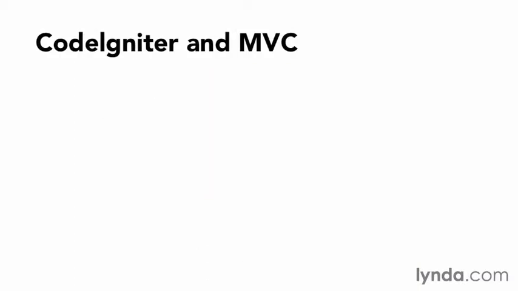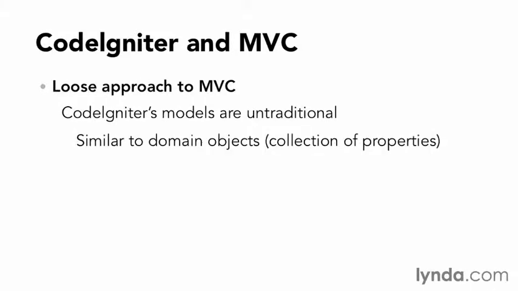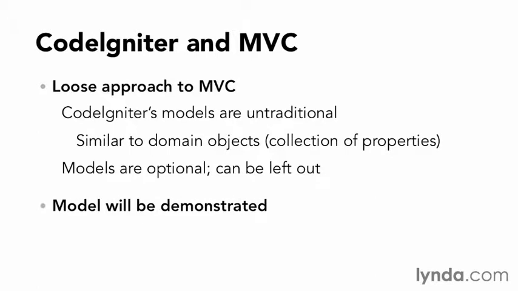Earlier, I mentioned that CodeIgniter uses a loose approach to MVC. To be clear, CodeIgniter's use of models is unique and does not precisely fit in the traditional definition of a model within MVC design patterns. They're more like a domain object, which is a collection of properties. Models in CodeIgniter are optional. Depending on your project needs, you can completely leave it out, leaving only a minimal application with just controllers and views. I'm going to demonstrate CodeIgniter's implementation of models.